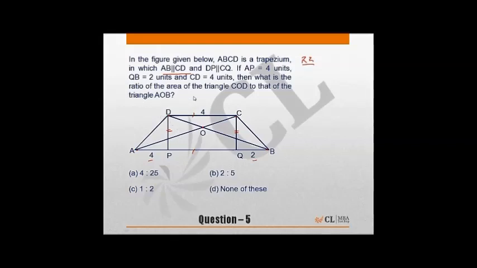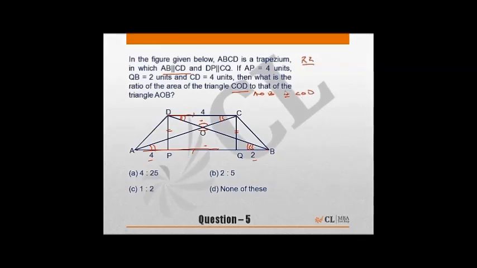Okay. We need to find the ratio of the area of triangle COD to triangle AOB. Now what is obvious to us is these two angles have to be equal because they are vertically opposite angles. The question also tells us that CD and AB are parallel. That means AC is a transversal, or in other words, this angle and this angle should be equal. Similarly, these two angles will be equal. So I can say the two triangles AOB and COD are similar.